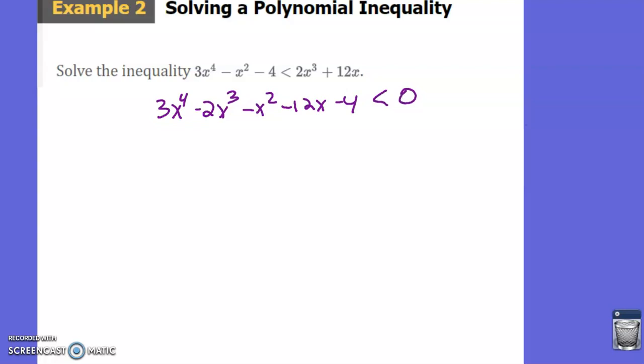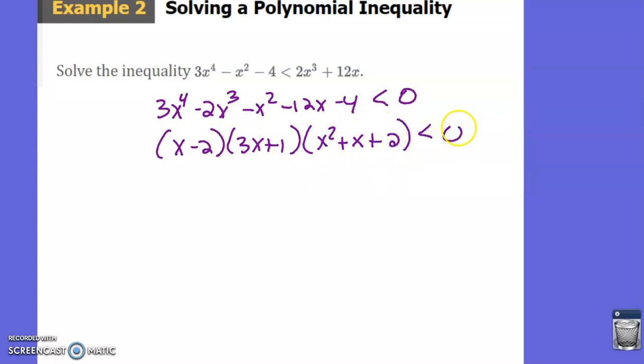And when you go to factor this, you might have to use synthetic division to be able to get to the answer. So you're going to end up getting x minus 2, 3x plus 1, and x squared plus x plus 2. And that's the factoring of it. Then you notice you're going to get x equals 2 from the first one, and x equals negative 1/3. And this one right here, if you actually solve it using the quadratic formula, you're not going to get any real zeros. You're going to end up getting some imaginary numbers.